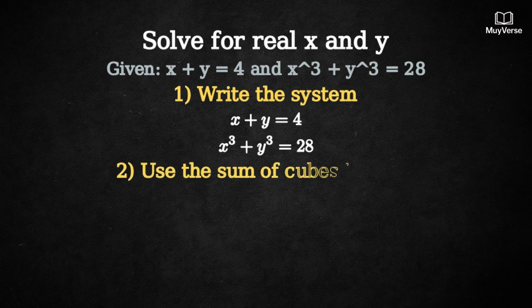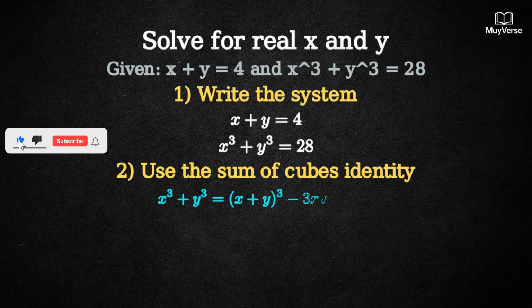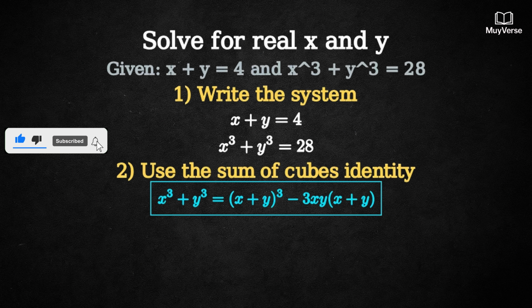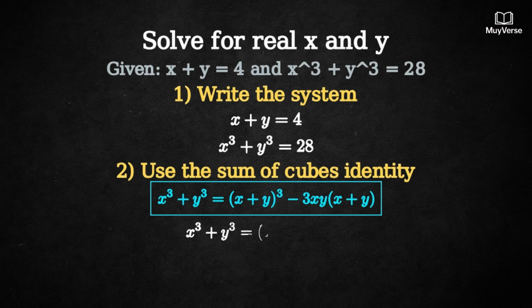Step 2. Use the identity for the sum of cubes. x cubed plus y cubed equals the quantity (x plus y) cubed minus 3xy times the quantity (x plus y). Since x plus y equals 4, substitute that into the identity. We get x cubed plus y cubed equals 4 cubed minus 3xy times 4. That simplifies to x cubed plus y cubed equals 64 minus 12xy.